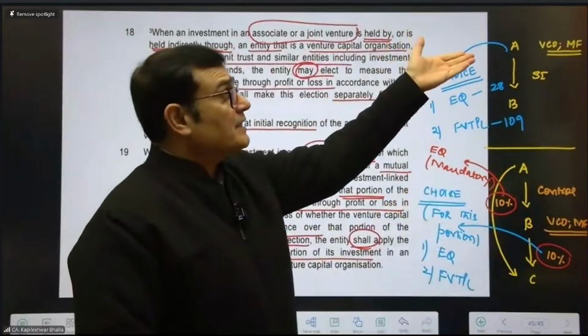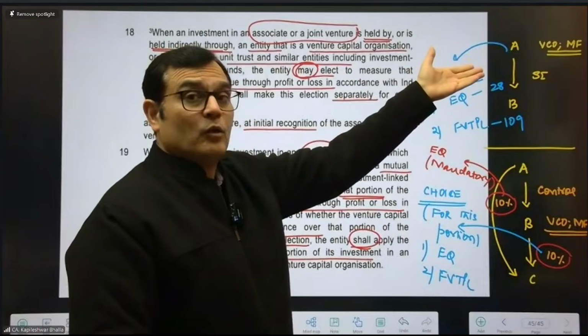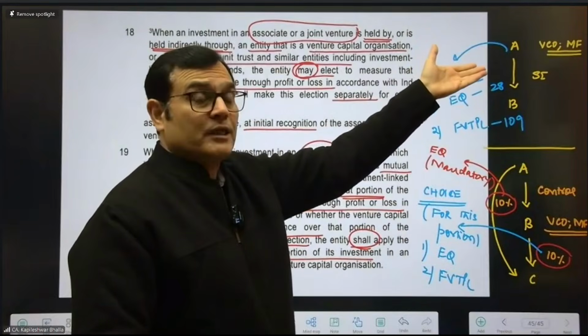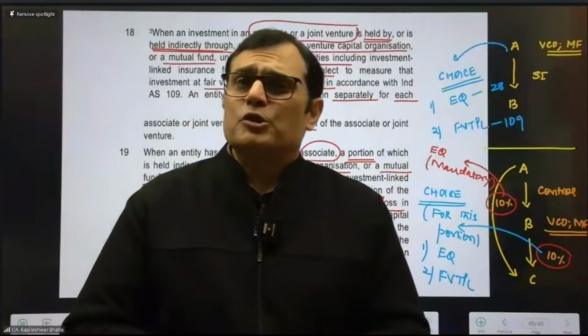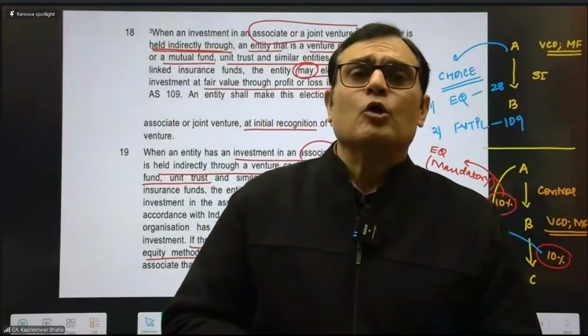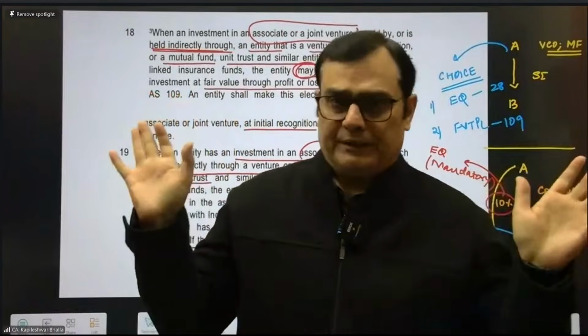So when you, as an investor, are yourself a venture capital organization or a mutual fund or a trust, and you've got a significant influence over another company, you get a choice to apply the equity method or you get a choice in terms of FVTPL. It's a complete choice. You do whatever you want.